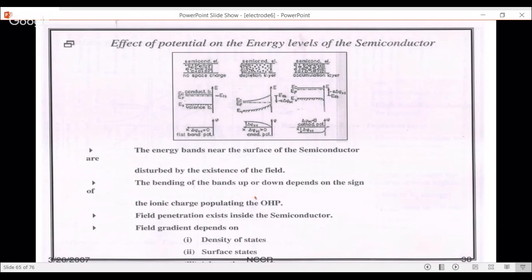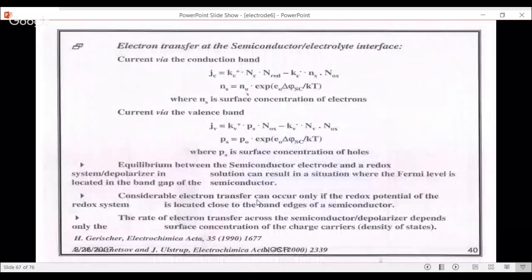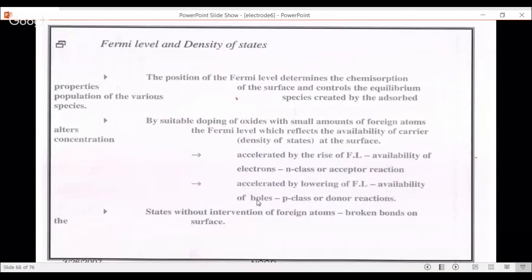So when I do this, the energy bands near the semiconductor are disturbed by the existence of the field. The bending of the bands up or down depends on the sign of the ionic charge populating the outer Helmholtz plane. Field penetration exists inside the semiconductor, we have already told. Field gradients depend upon density of states and surface states. We will take up the quantitative aspects of electron transfer at the semiconductor to electrolyte interface next time.